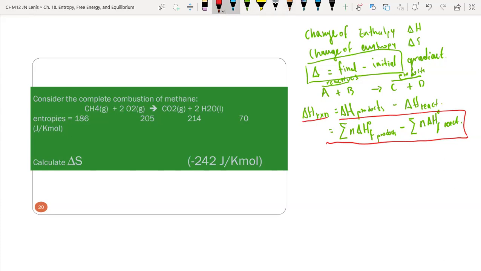Therefore, delta S of the reaction equals the sum of n delta S standard of products minus the sum of n delta S standard of reactives.